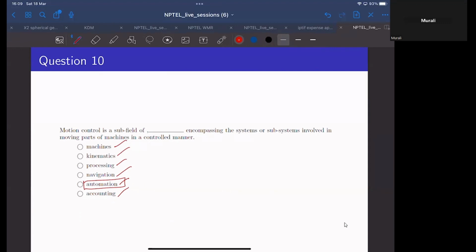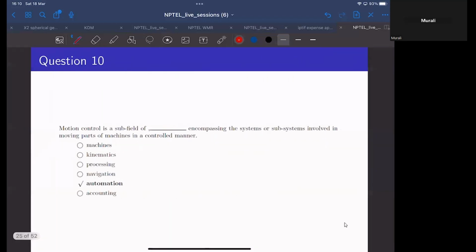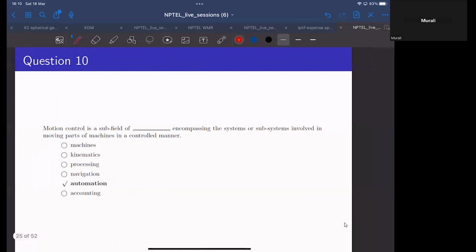Processing is a generic term. Navigation is also not applicable to this. Automation is the only option that makes real sense. Accounting is also not applicable in this context. So I hope we don't have any further conflict in this regard. Automation itself is the correct answer.